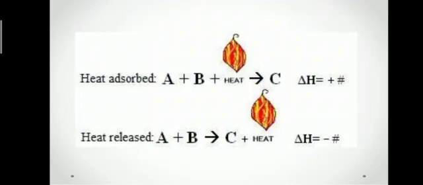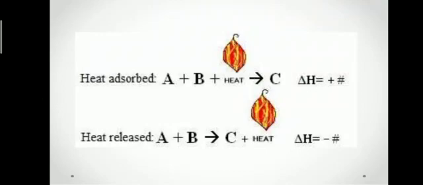When heat is absorbed, the reactants react with heat, means heat is added to the reactants and product is formed. It means the value of del H will be positive. And in case of heat released, the reactant forms product plus release of heat. It means that del H will be negative.